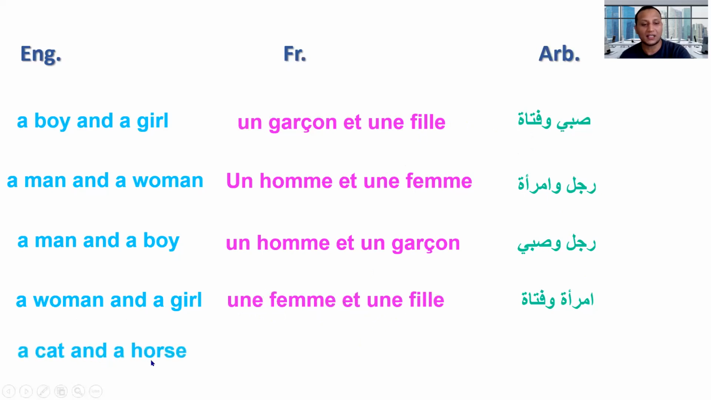Next, a cat and a horse. Cat is a masculine noun, horse is a masculine noun, but we have here semi-vowel. It's fine, we're not using it here now. A cat and a horse. Un chat et un cheval. قطة وحصان.